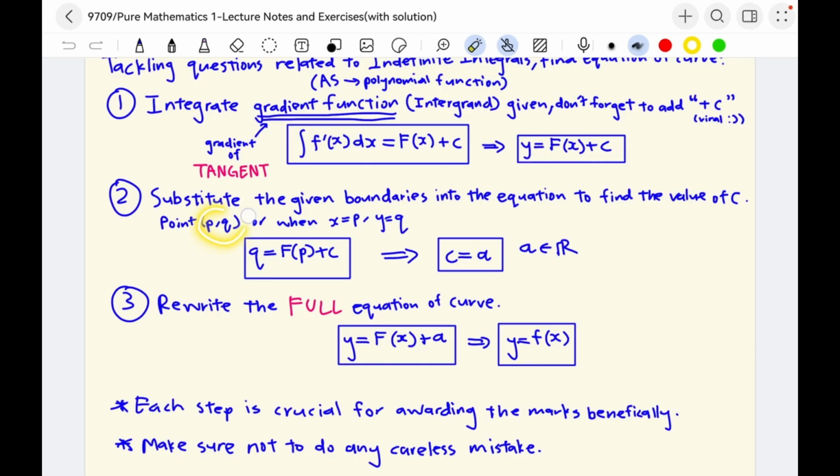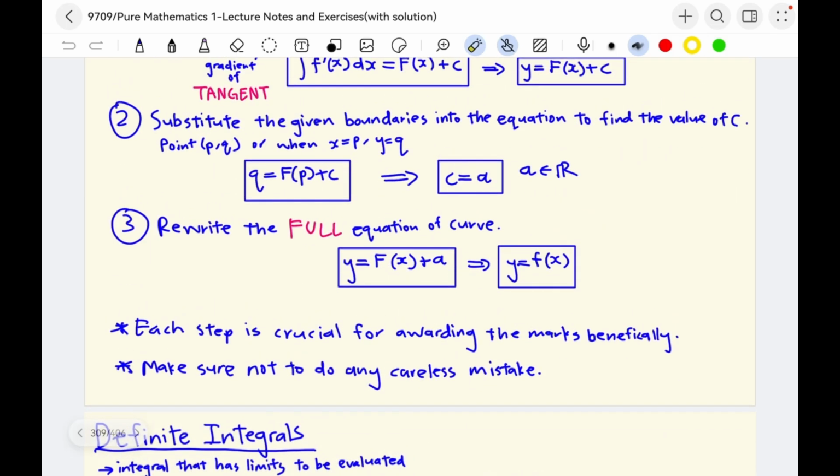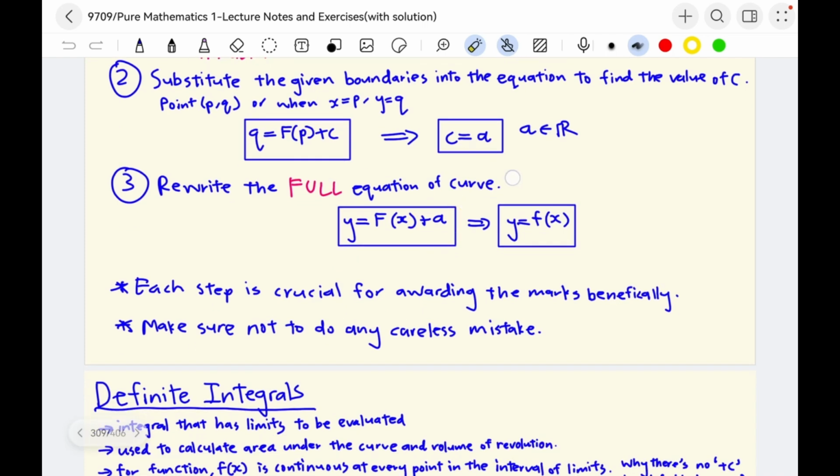Substitute the boundaries inside the equation of the curve to get the value of c. By right, the value of c must be in real numbers. And finally, rewrite the full equation of the curve with the values of the constant that you found. Alright?